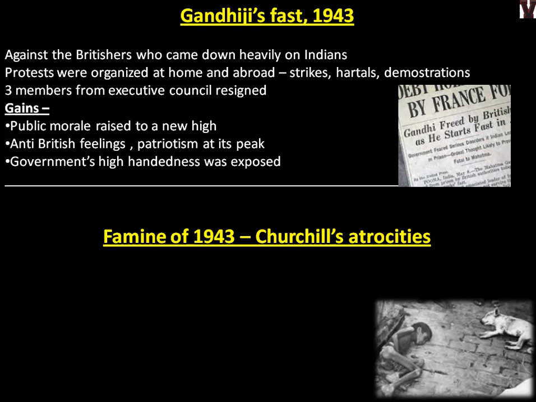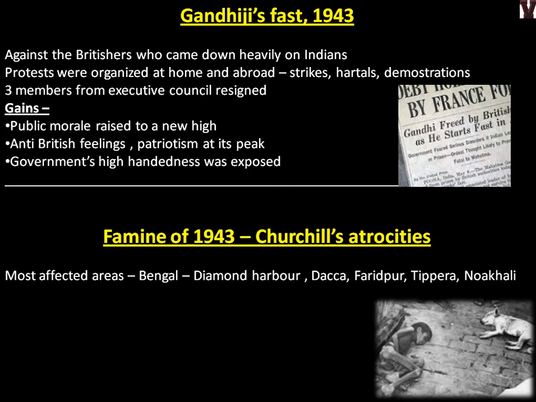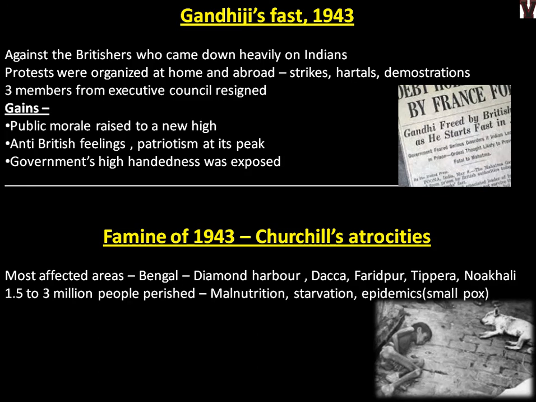All the famines in India were at that time man-made, not natural ones. The Britishers would store grains. Even during World War I this had happened, and now in World War II it became an even graver situation. Most affected areas were Bengal, that is the eastern side of India: Diamond Harbour, Dhaka, Faridpur, Tripura, Noakhali, everything on the eastern side. 1.5 to 3 million people died. You can imagine, more than those dying in lathi charges or the nationalist struggle, people are dying just because they are not getting enough food.